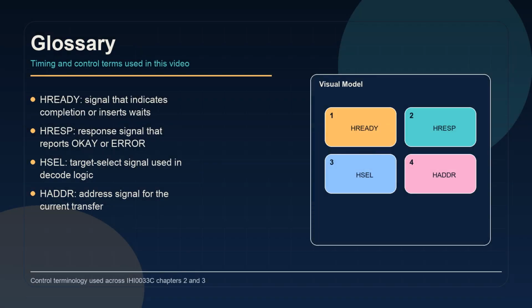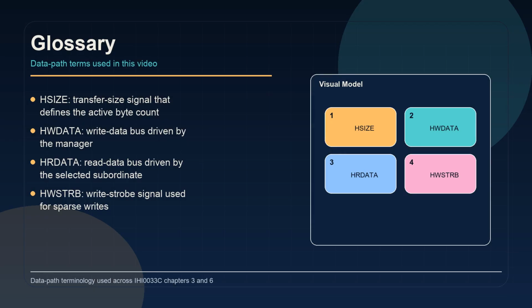HREADY indicates completion or waiting. HRESP reports OKAY or error. HSEL is the target select signal used in decode logic, and HADDR is the address signal for the current transfer. HSIZE defines the transfer size. HWDATA is the write data bus. HRDATA is the read data bus, and HWSTRB is the write strobes signal used for sparse writes.